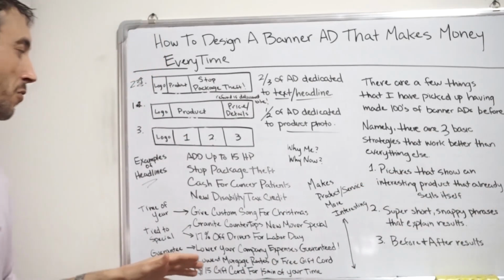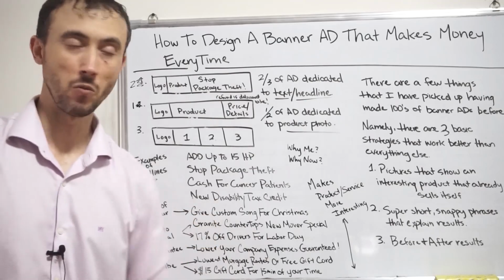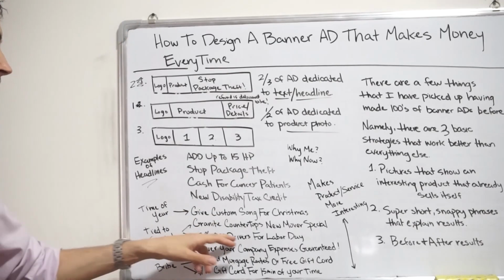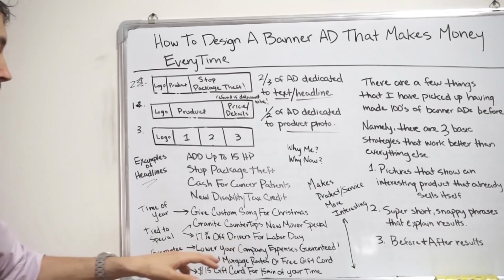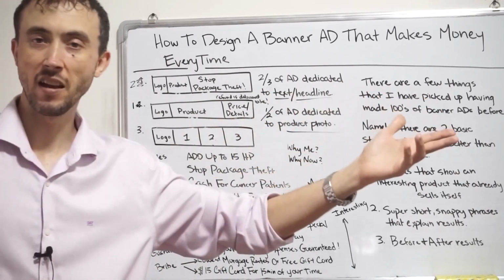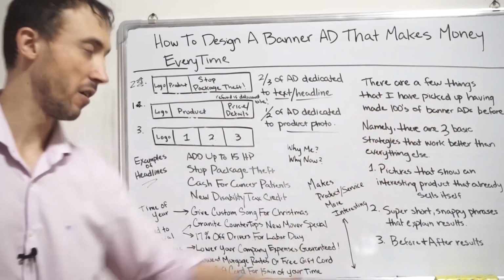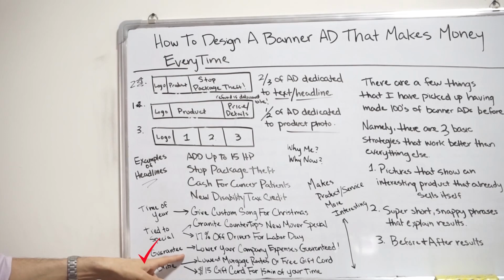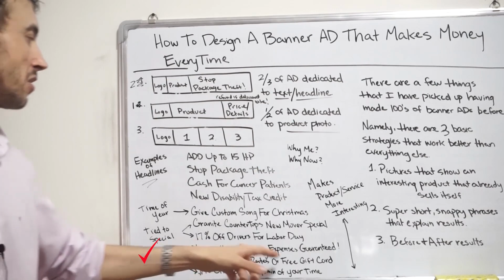So that's the kind of stuff you've got to pull off to make display ads generally work well. But anyway, that's how to make the ad itself better if you have an everyday item that you can get anywhere. The next way you can make your message on your ad stand out if you have a boring offer is to use a guarantee. Lower your company expenses, guaranteed.